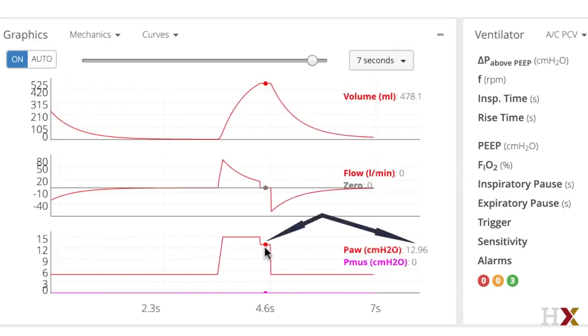As you can see, the plateau pressure is 12.9, and the peak pressure here is 15. So when flow reaches 0, the pressure in the system drops. So some of this is due to resistance.